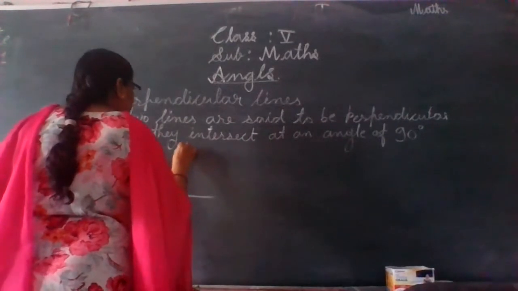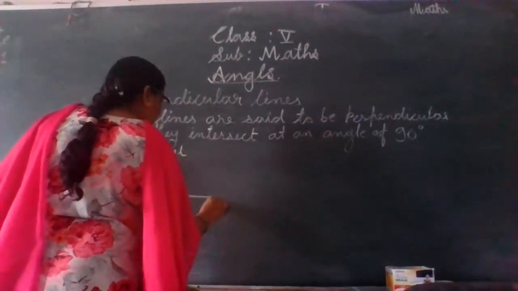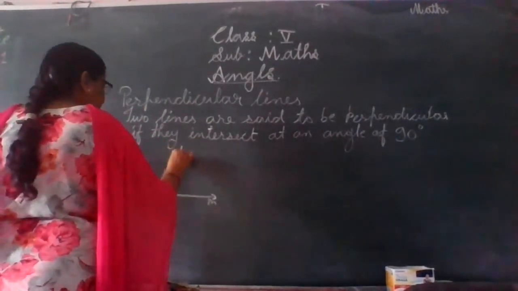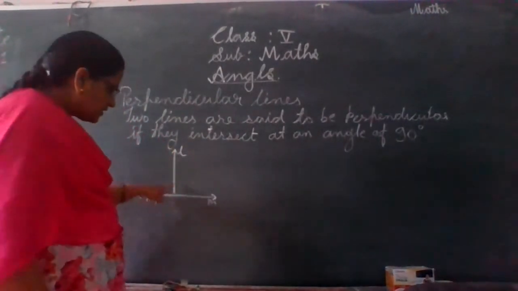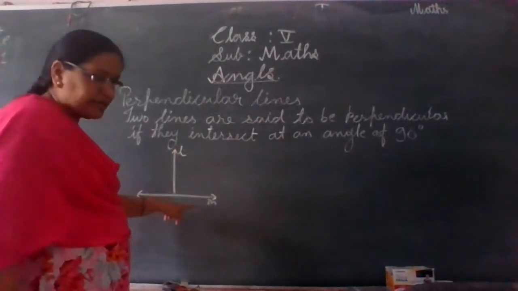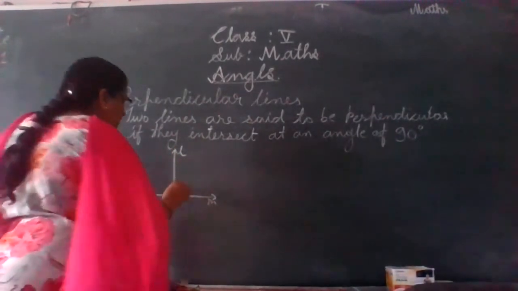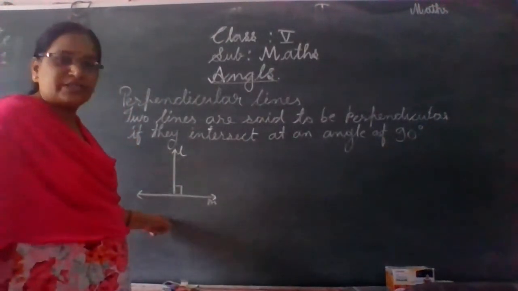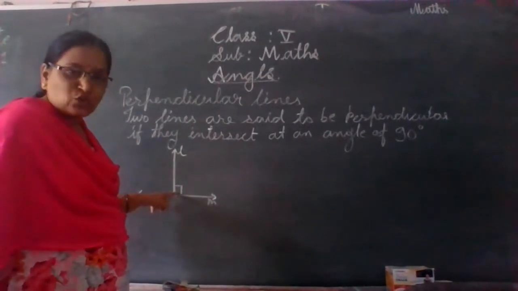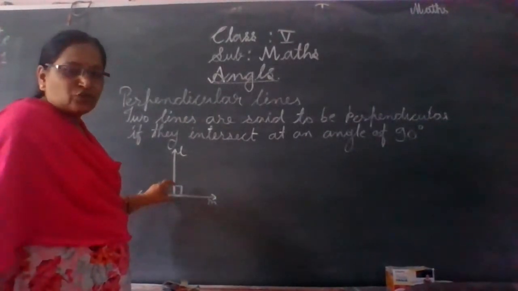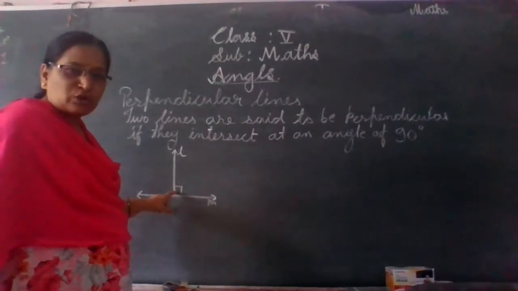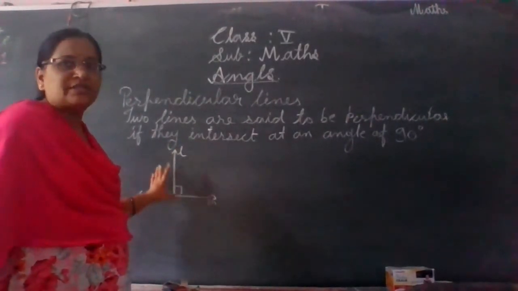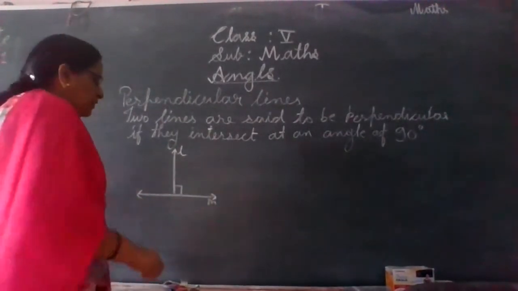Okay, so let's see. It is L and it is M. Now see, they intersect each other. This line is perpendicular to line N. So here is the formation of 90 degrees. At 90 degrees they are perpendicular to each other. And this 90 degrees is shown by a small square. So whenever you see a small square between the arms of the angle, that means what? There is a formation of 90 degrees.